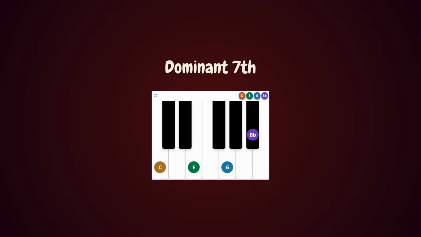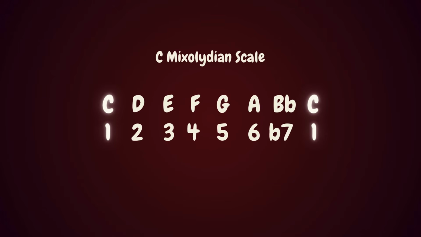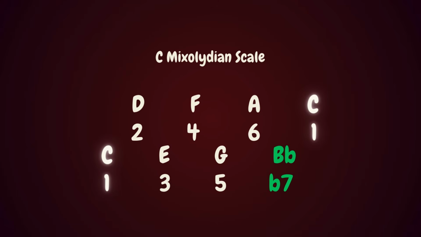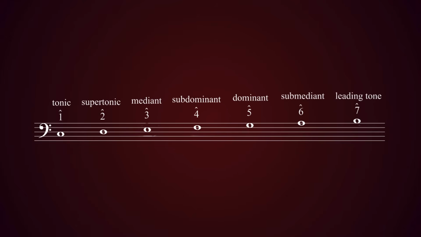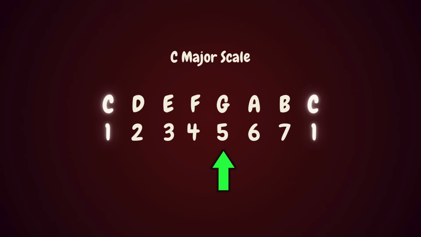If we try to construct it the same way, we'd have to use the Mixolydian mode. In Mixolydian, the chord is simply the first, third, fifth, and seventh notes of the scale. But why Mixolydian? Well, in music theory, the word dominant refers to the fifth degree of the diatonic scale. So the dominant seventh chord refers to the seventh chord built on the fifth degree of the scale. So in case of C major scale, that would be G.